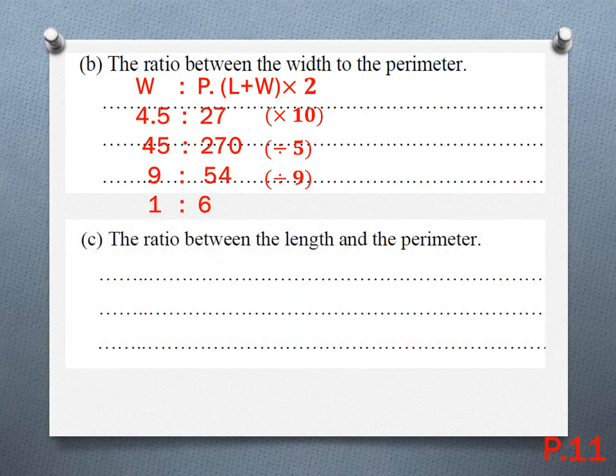I need to find the ratio between the length and the perimeter. We write length to perimeter, and write the number of length is 9 and the number of perimeter equals 27. Divide here by 9 to get the simplest form, 1 to 3.